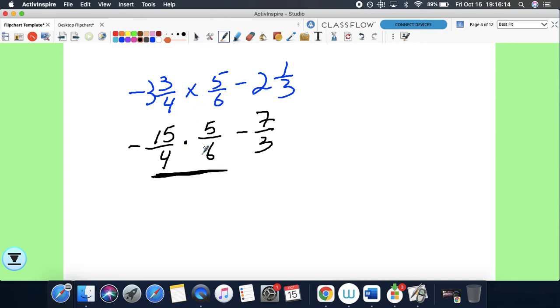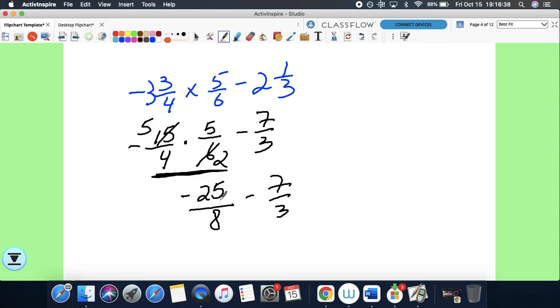So multiply, can we simplify anything? Let's see, 4 times 3 is 12, 15. So we can simplify this 15 and 6. Divide 6 by 3, we get 2. Divide 15 by 3, we get 5. Anything else? No. So it's negative 25, right? Because 5 times 5 is 25, and 4 times 2 is 8. And that's what we have.